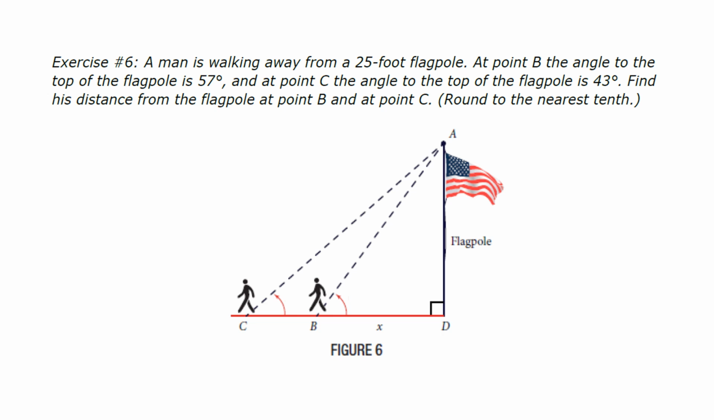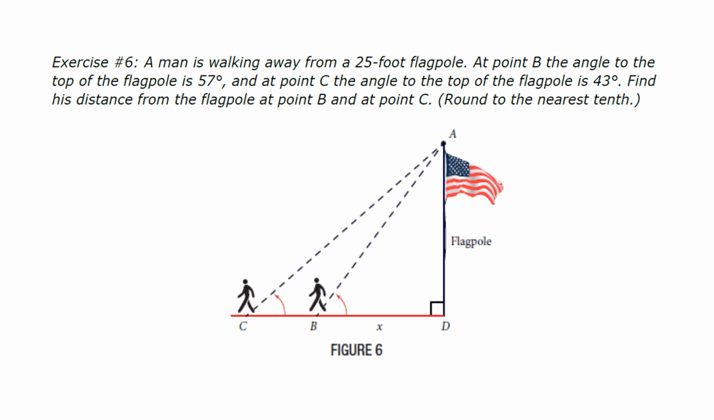Exercise 6. A man is walking away from a 25-foot flagpole. At point B, the angle to the top of the flagpole is 57 degrees. At point C, the angle to the top of the flagpole is 43 degrees. Find his distance from the flagpole at point B and at point C, round to the nearest tenth. Okay, so it's telling us what to round to.